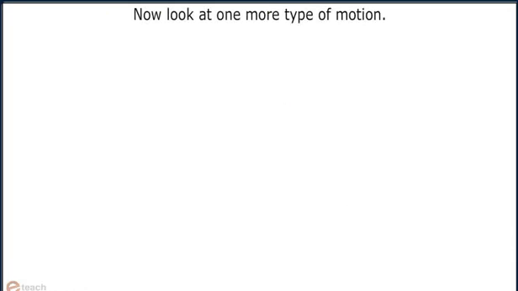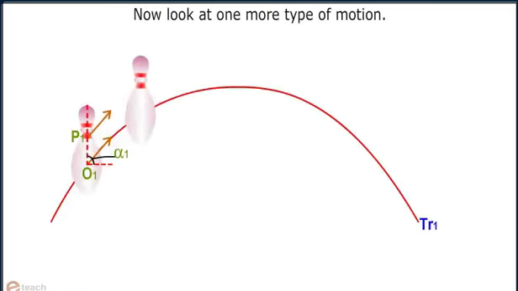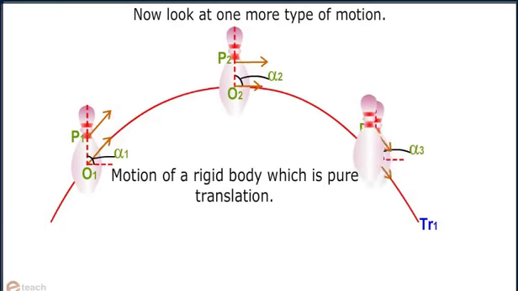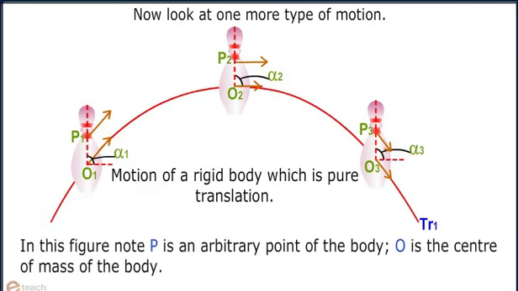Now, look at some more types of motions. You can see the motion of a rigid body which is pure translational. In this figure, note P is an arbitrary point on the body and O is the center of mass of the body.